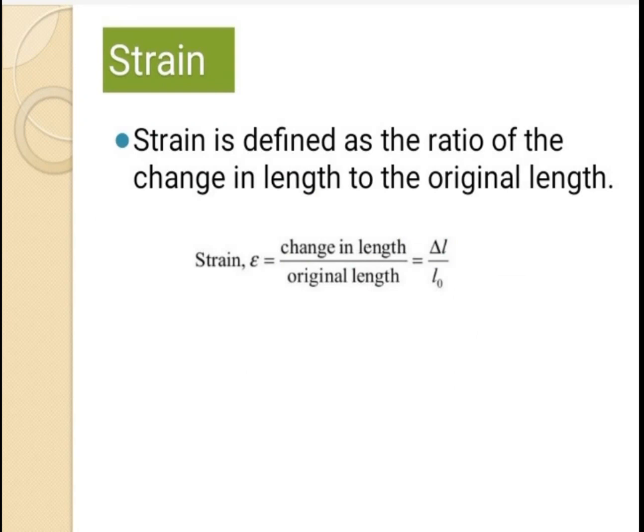Strain. When a deforming force is applied, there is a change in length, shape or volume of a body. The ratio of change in any dimensions to its original value is called strain. Strain is represented by epsilon, which is equal to change in length by original length, which may be in any dimensions. So, in case of length, delta L by L naught, where delta L is the change in length and L naught is the original length of the substance.